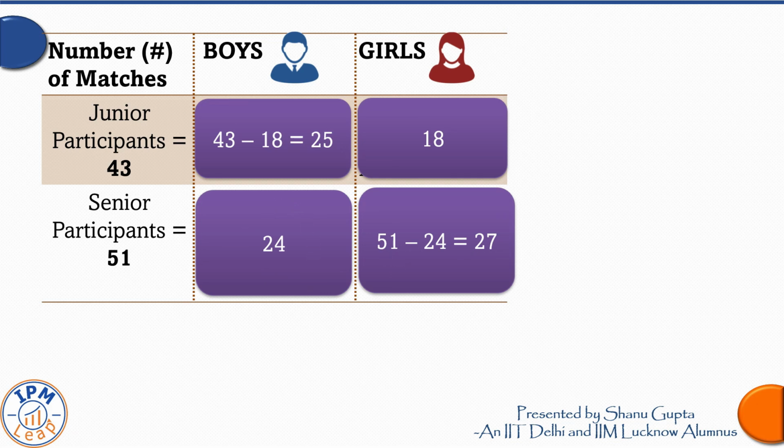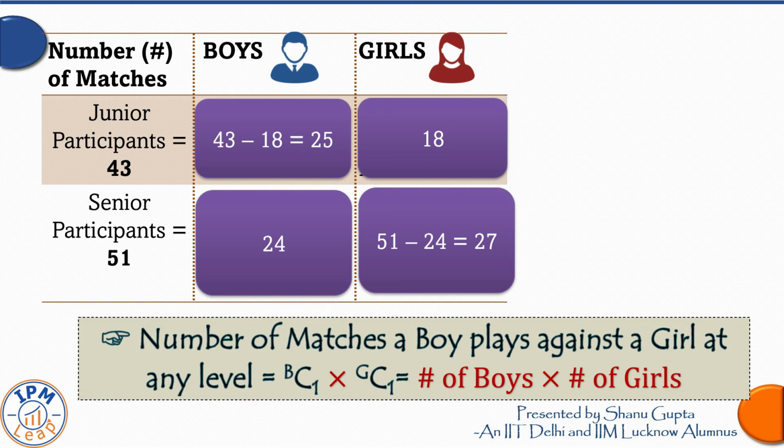So now that we know all numbers in this table, we can calculate the number of boy versus girl matches in the tournament too. For each such match, we need one boy and one girl who can be selected in BC1 into GC1 ways, where B and G stand for number of boys and number of girls at any level. This in turn is equal to number of boys into number of girls at any level.